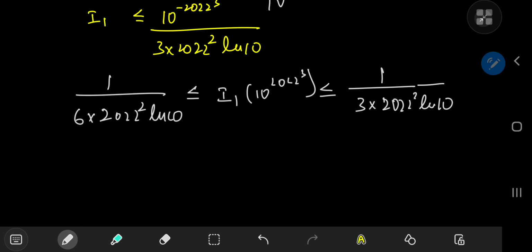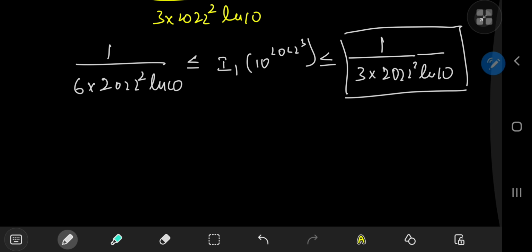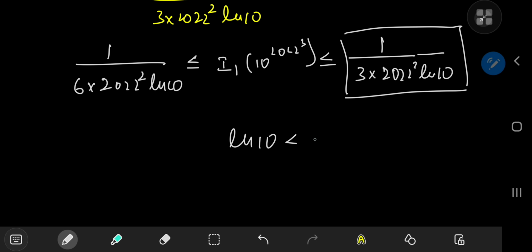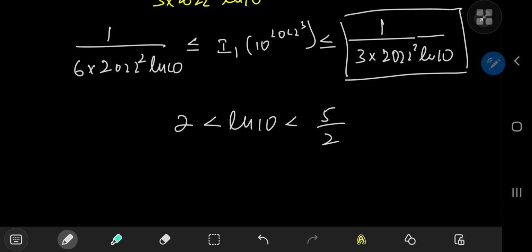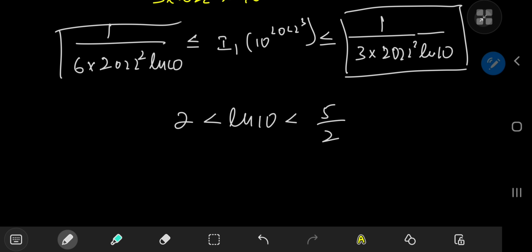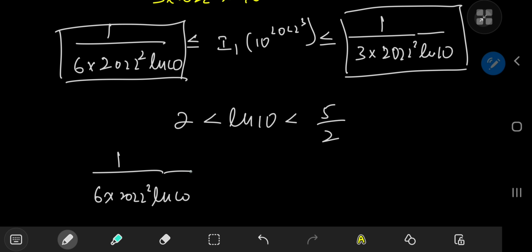Now I need some idea of what order this amounts to. And I'm going to figure that out using the fact that the natural logarithm of 10 is less than 5 by 2, or 2.5, and is greater than 2. Alrighty then. So let me figure out the order of this term here. So 1 by 6 times 2022 squared times log 10. And because we're dealing with reciprocals, that means the signs of the inequalities are reversed.